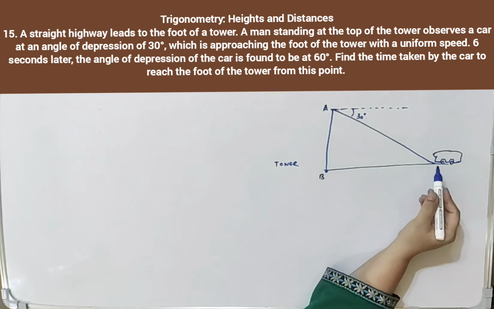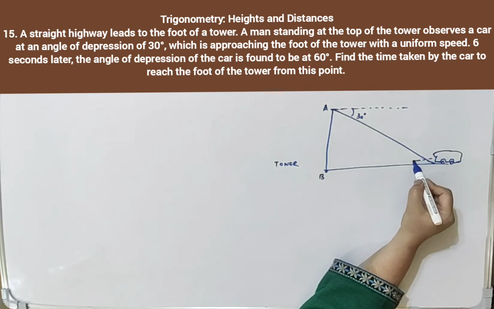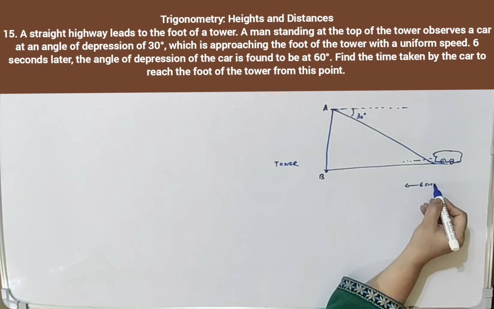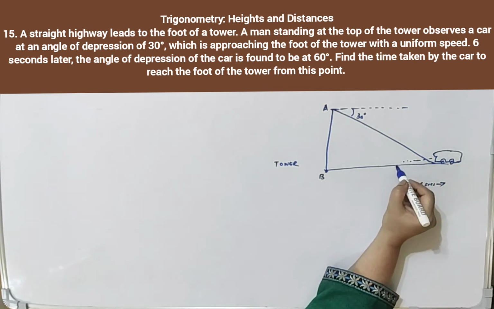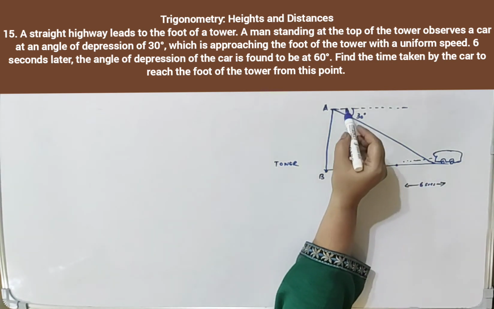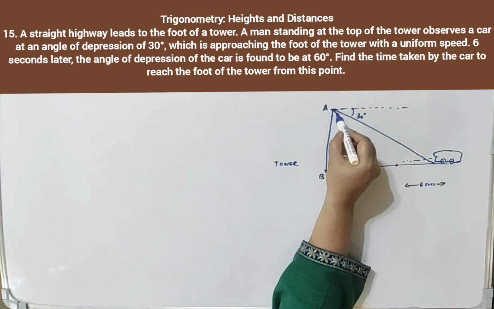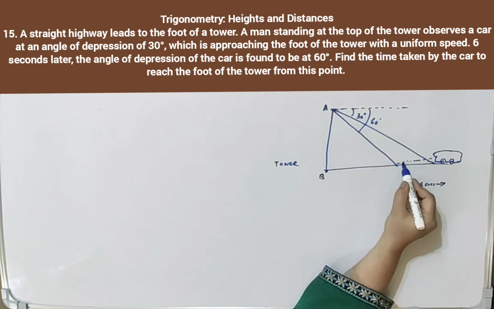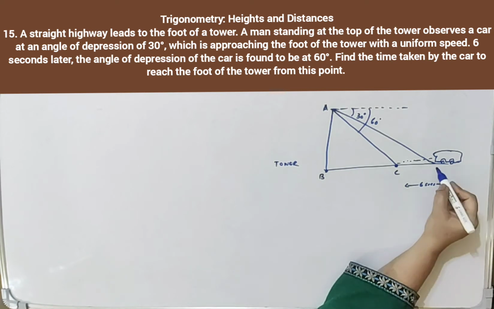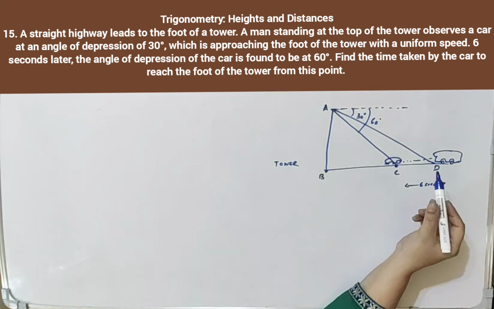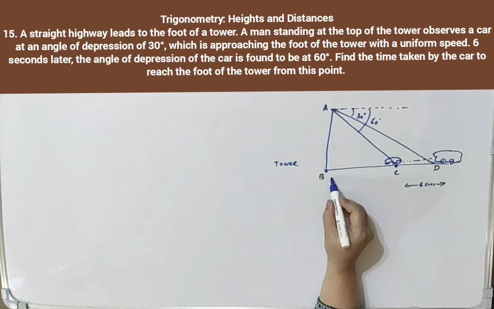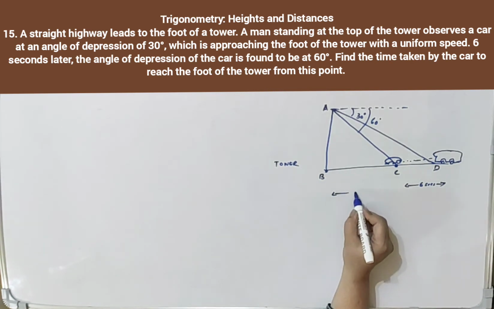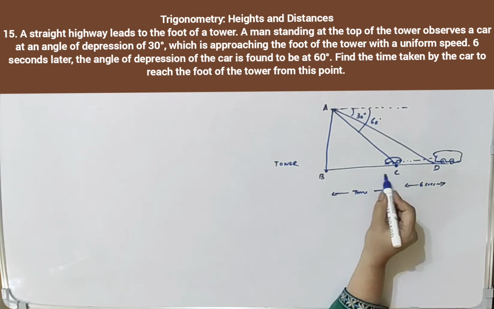Now the car is approaching towards the foot of the tower, right? After 6 seconds, the car will reach one point where the angle of depression changes to 60 degrees. So this angle will be 60 degrees at this point. Let's call it point C and this D. The question is, how much time does it take for this car to travel to the foot of the tower from this point? So we need to find this time from C to B.